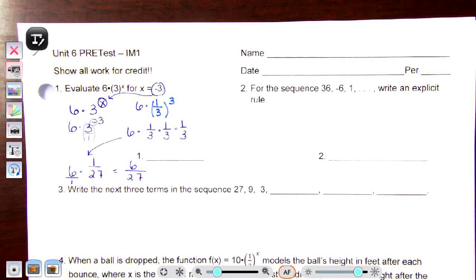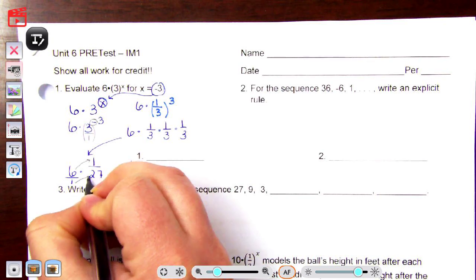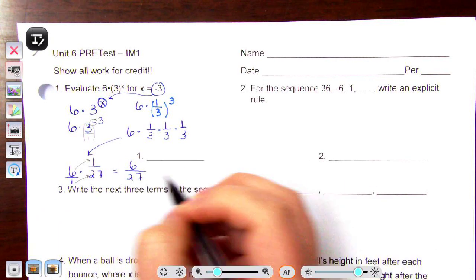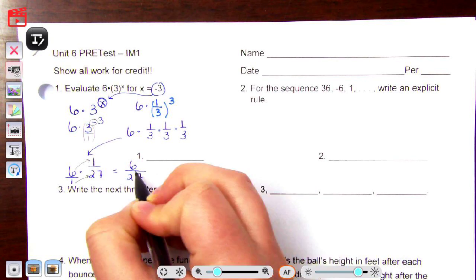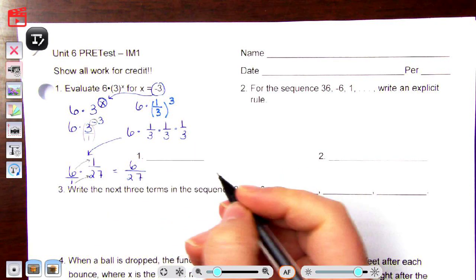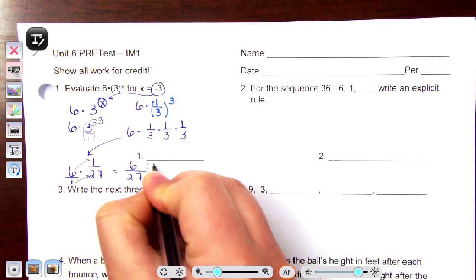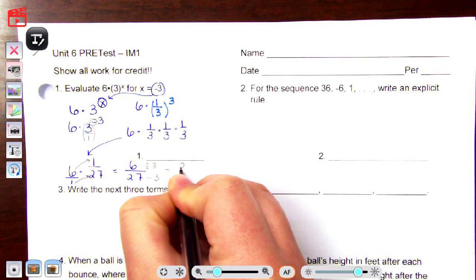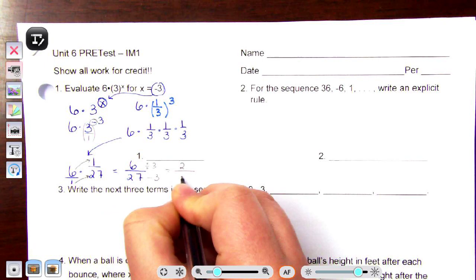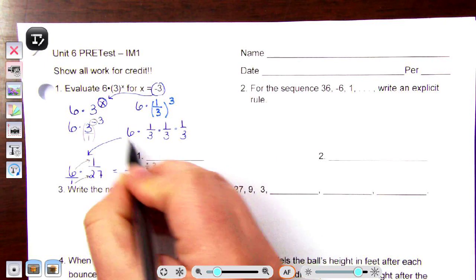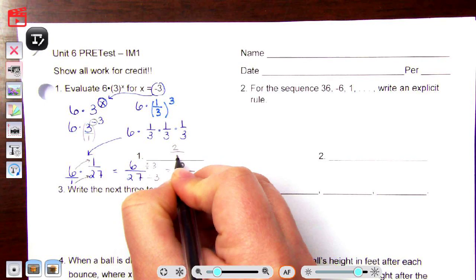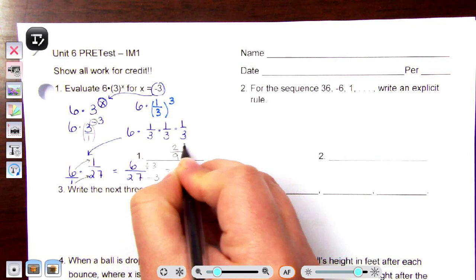And how do you multiply fractions? Across. So 6 times 1 is 6, 1 times 27 is 27. And then I'm wondering what goes into 6 that also goes into 27. I believe that's 3. 6 divided by 3 is 2, 27 divided by 3 is 9. So when x is equal to negative 3, our answer is 2 ninths.